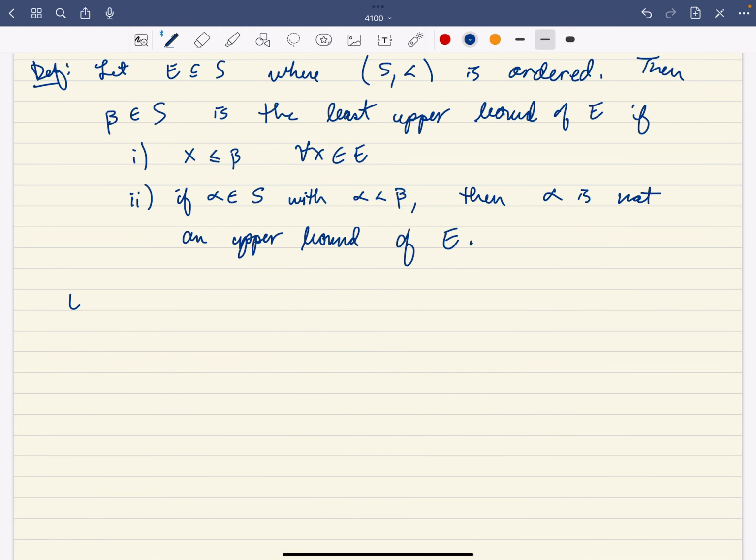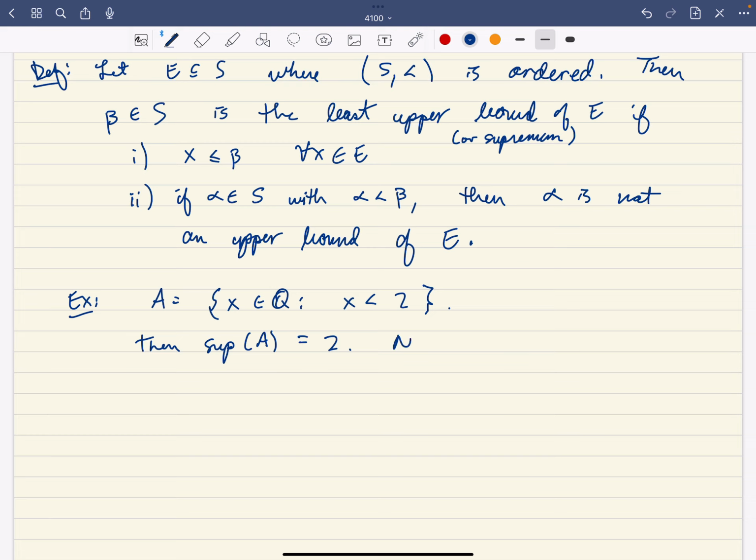So just to give you an example or two, if I take the set of rationals that are less than 2, then the least upper bound, by the way, also has another name. It's called the supremum. So the supremum of A would be 2. And the idea is that 2 is an upper bound of A, because everything in this set is by definition less than 2. And 2 is the least upper bound.